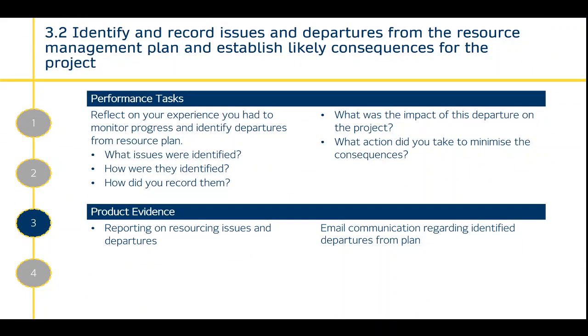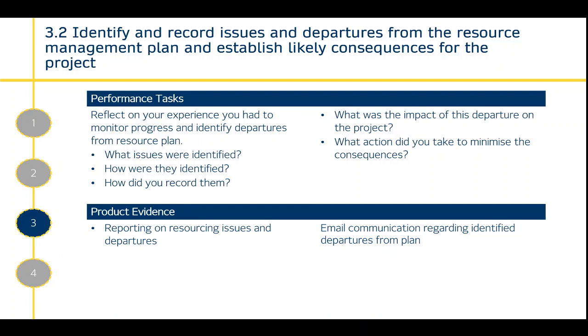3.2, identify and record issues and departures from the resource management plan and establish the likely consequences for the project. The last criteria there was you planning how you're going to monitor resources. 3.2 is you're now monitoring them and you've identified and recorded an issue or a departure from that resource plan. And also you've been able to then identify what the consequences are, what is the impact on your project of that deviation from the resource management plan.